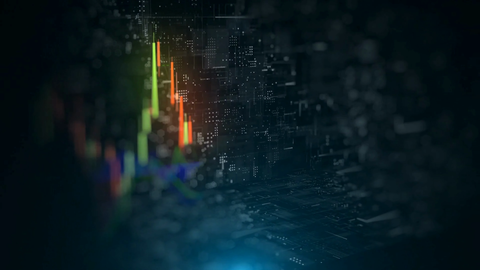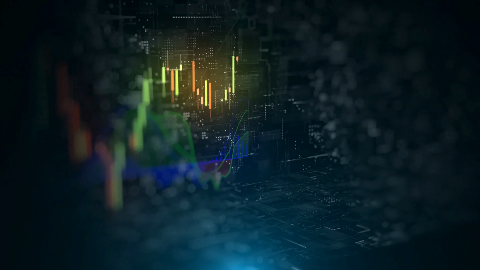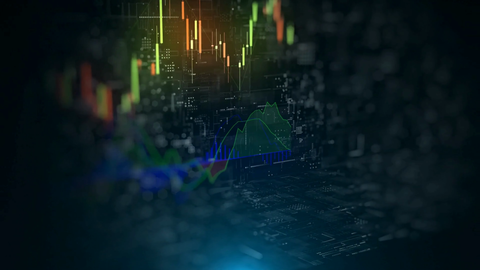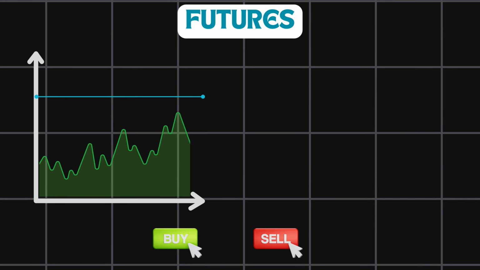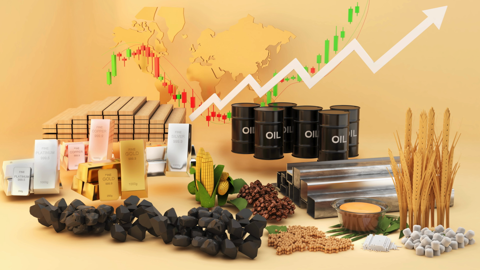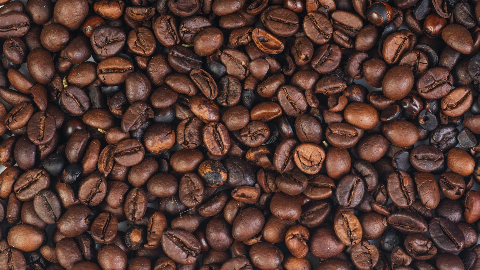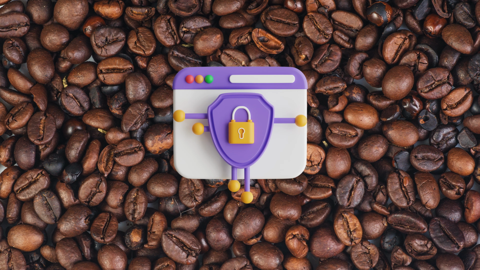Imagine being able to lock in a price for an asset today and buy it in the future. Sounds interesting, right? Futures are contracts where you agree to buy or sell an asset at a predetermined price on a specific future date. They're commonly used in commodities trading. For example, a coffee producer might use futures to lock in prices and protect against market fluctuations.